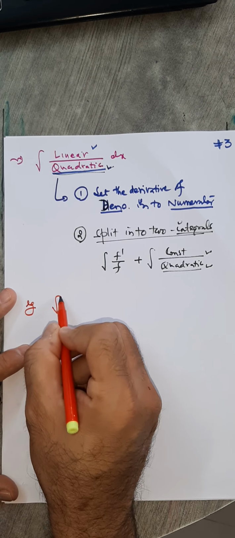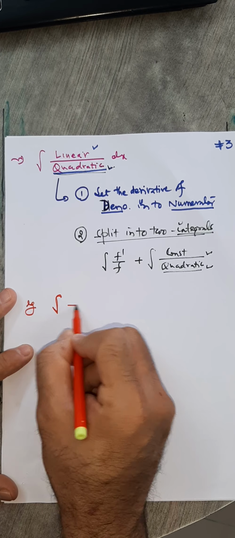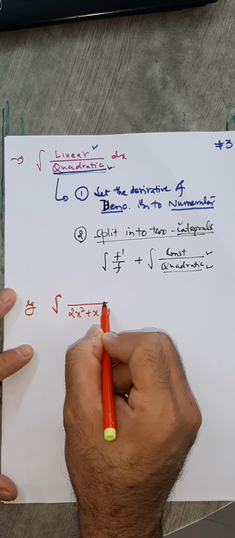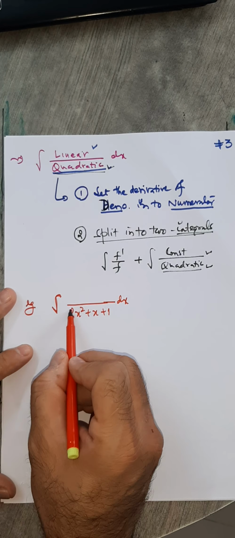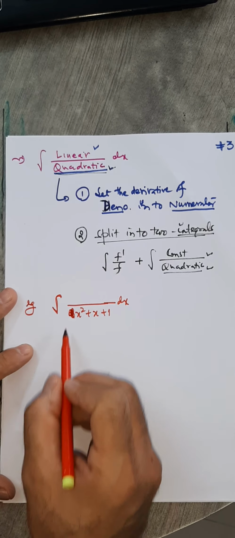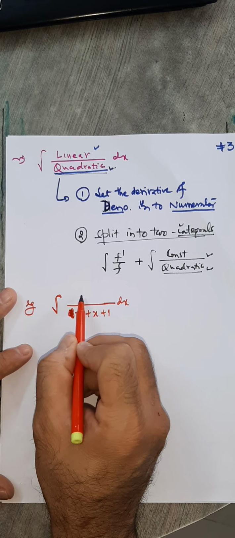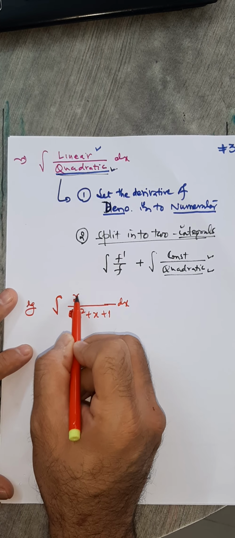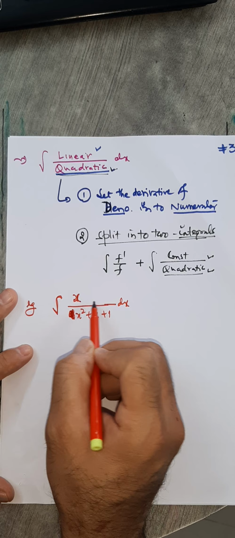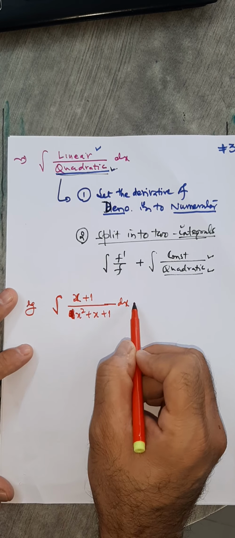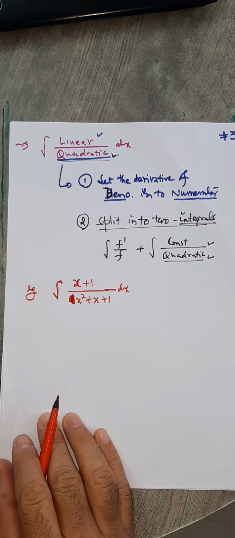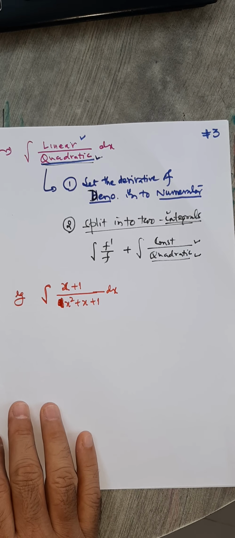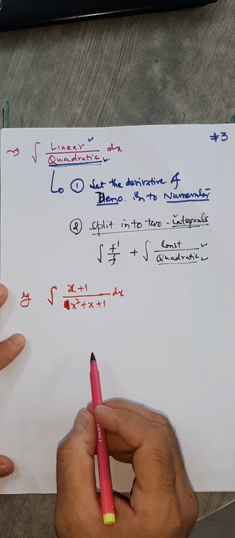So, for example, suppose I have x square plus x plus 1 in the denominator, and here in the numerator I have just x plus 1. So this is which type of question? Linear upon quadratic. Now what's the first step?